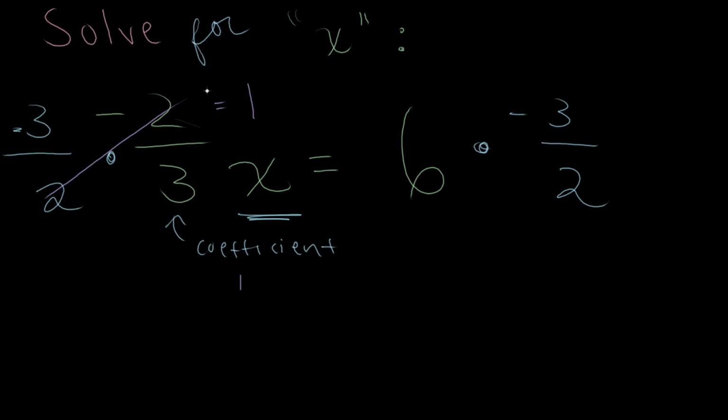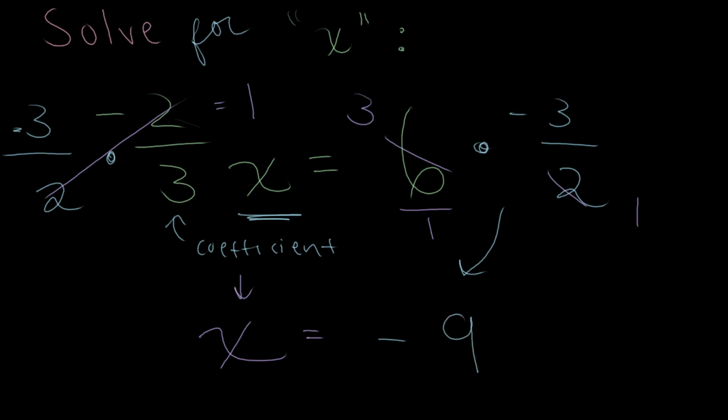-3/2 times -2/3 cancel out, and we are left to solve -3/2 times 6. Here we can just crisscross reduce, and our answer should be x is equal to -9. Remember, these two numbers have different signs, so the answer is negative.